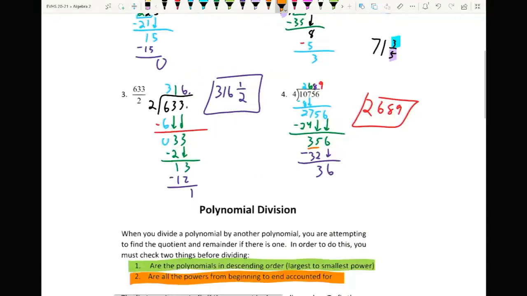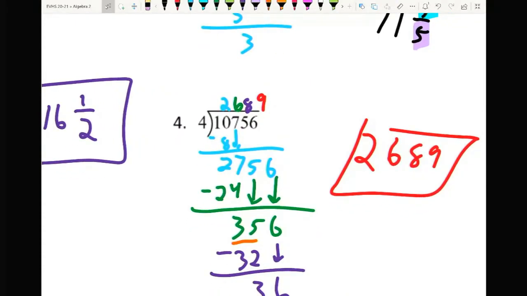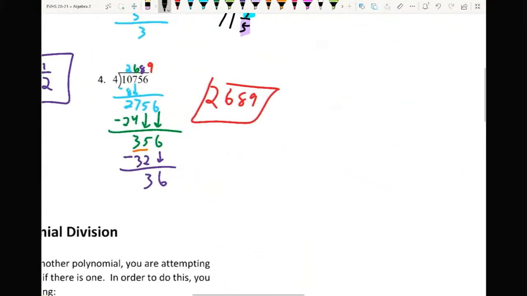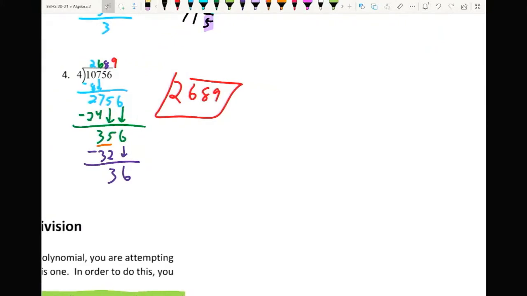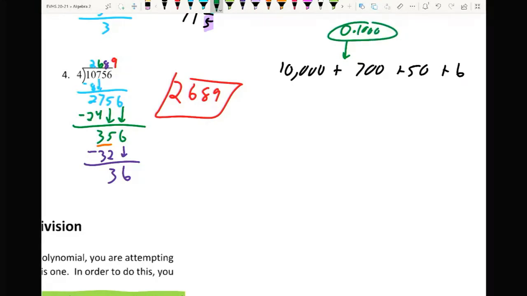Okay, that's kind of like this one right here, 10,756. Now, again, remember how we first started doing place value way back in elementary school. This was 10,000 plus 700 plus 50 plus 6. And there wasn't a thousands place in there. It's 0 times 1,000. Now, again, you wouldn't write that in elementary school, but you had to recognize that the thousands place was missing. And when you combined it together, if you just wrote 1756, you got it wrong. Okay, you've got to put that 0 in there for the thousands place.